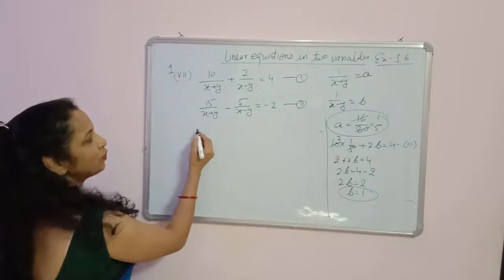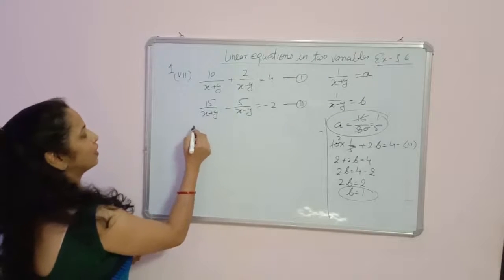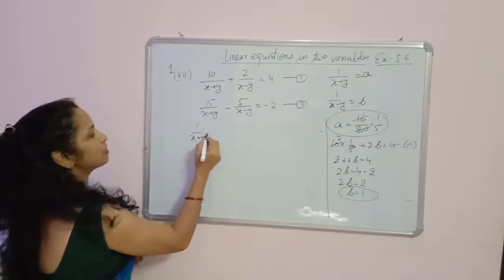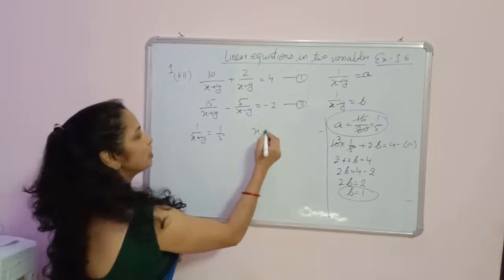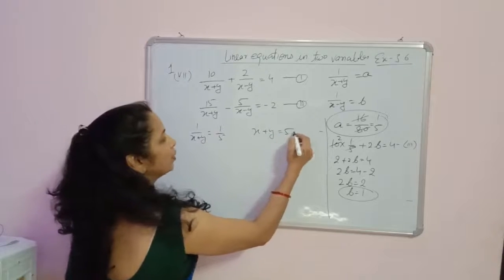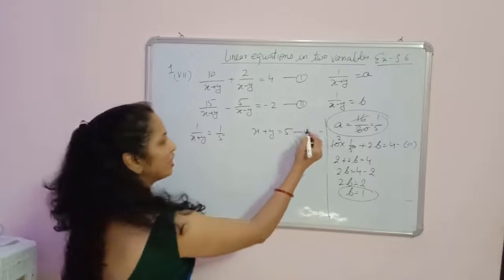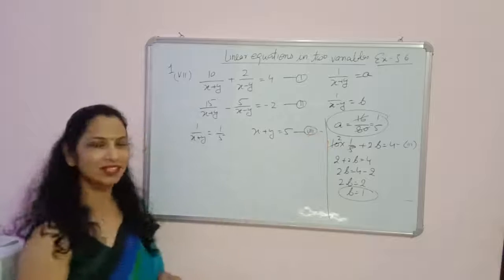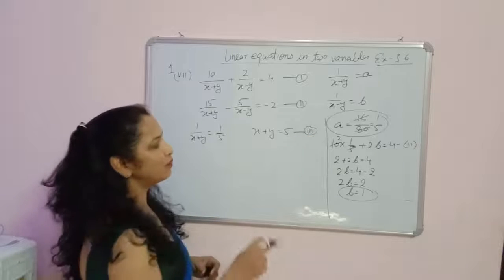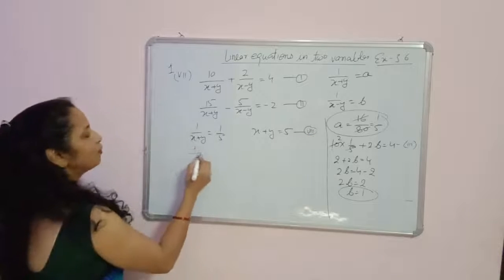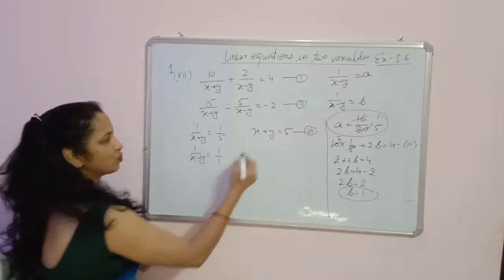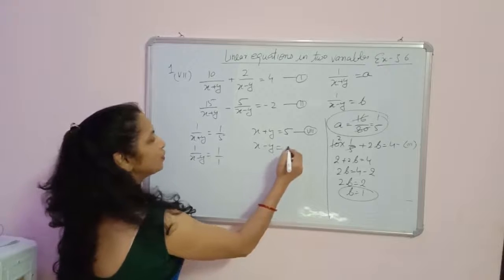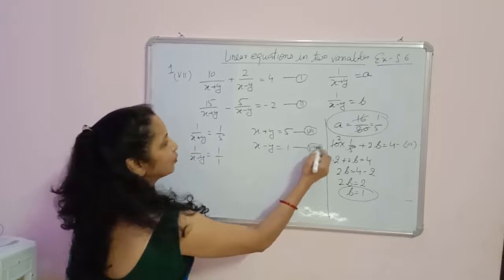So you know that 1 upon x plus y is equal to a, so 1 upon x plus y is equal to 1 upon 5. So x plus y is equal to 5. Now this is equation 7. And we know that b is equal to 1. And 1 upon x minus y is equal to b, that is 1 upon 1. So we can say that x minus y is equal to 1. This is equation 8.